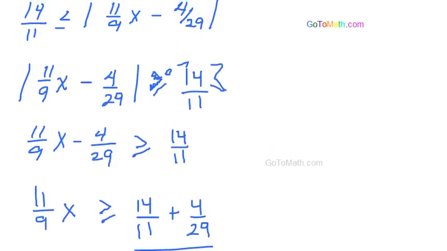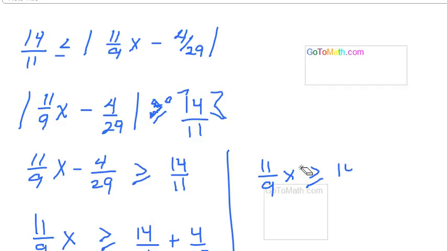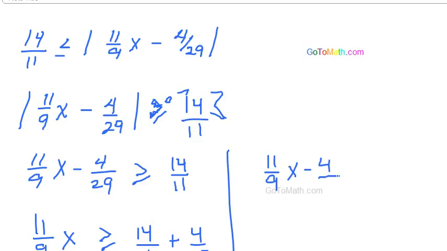Now what happened here? Well, a fish swam into our problem, it looks like. So we got 11 over 9 x is greater than or equal to 4. Whoa. This is what happens when you try to skip steps. I need to go ahead and rewrite this. 11 over 9 x minus 4 over 29. Flip the sign.